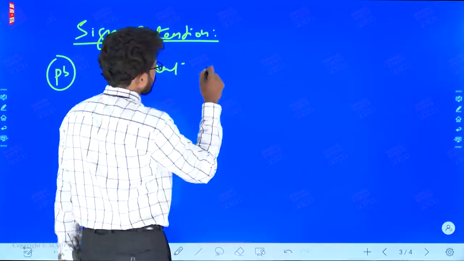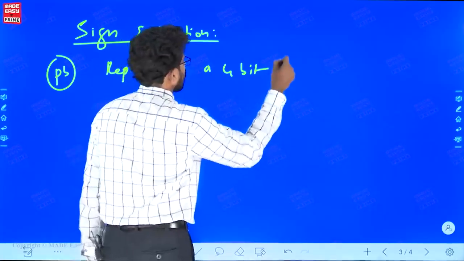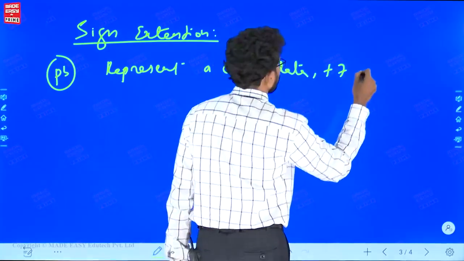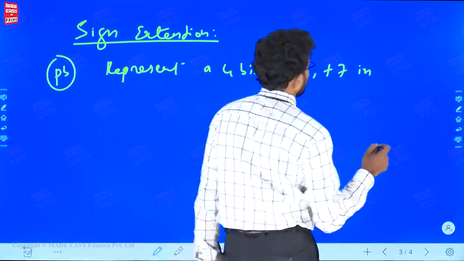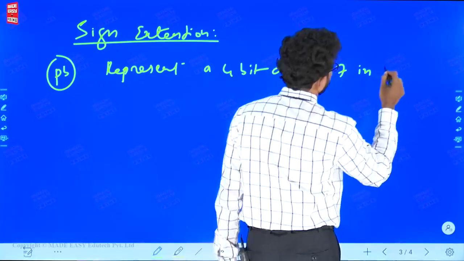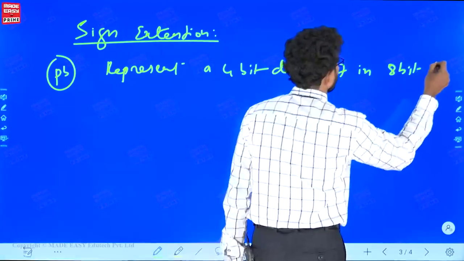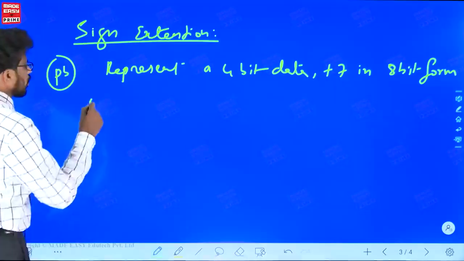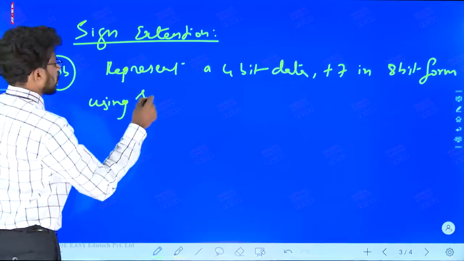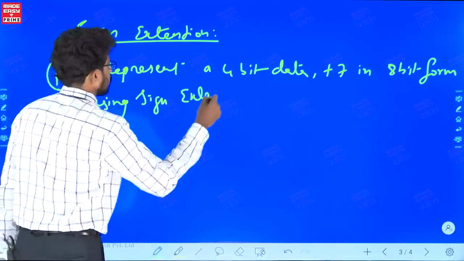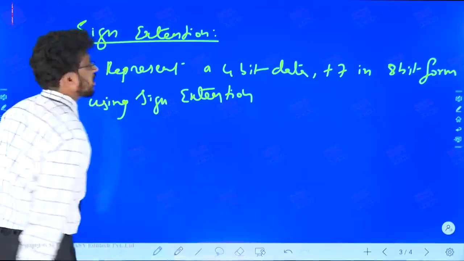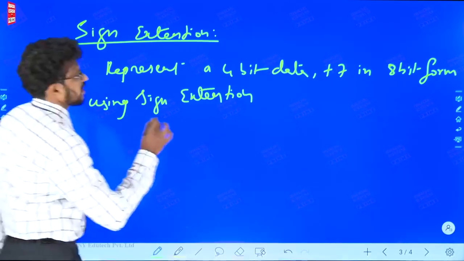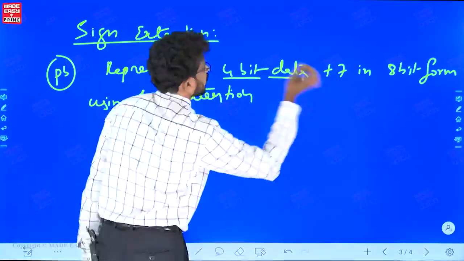Represent a 4-bit data plus 7 in 8-bit form using sign extension. So how do you do this? Very simple. First, understand carefully: 4-bit data, you write plus 7.